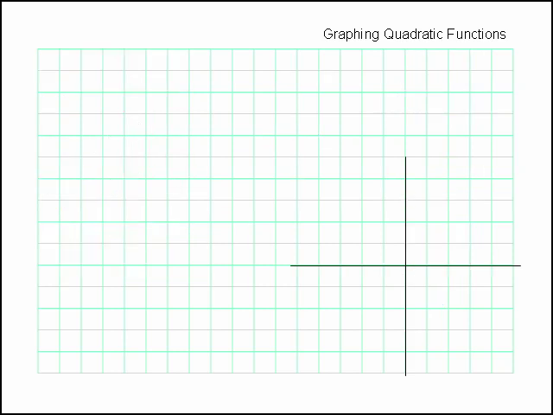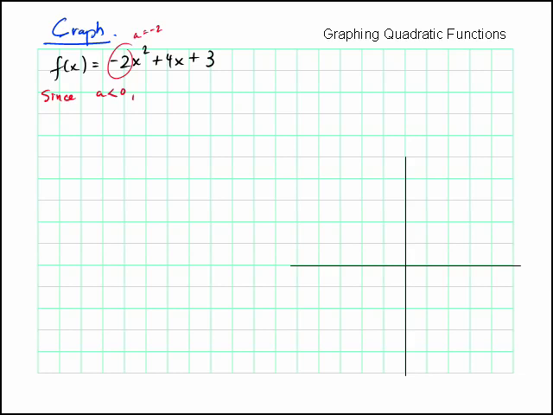Let's now graph f of x equals negative 2x squared plus 4x plus 3. Okay, the first thing I'm going to check here is which way our parabola opens. I notice here that a equals negative 2, and so since our a is less than 0, that means that our parabola will open downward, like that. So I'm expecting a parabola opening downward.